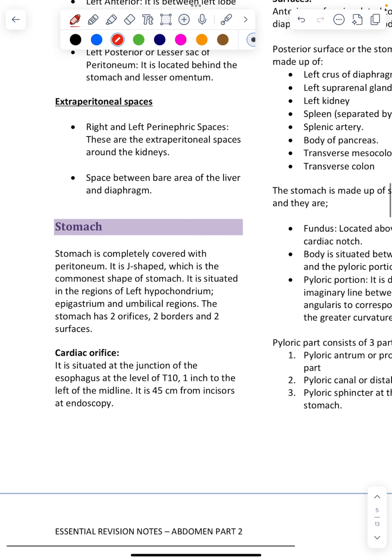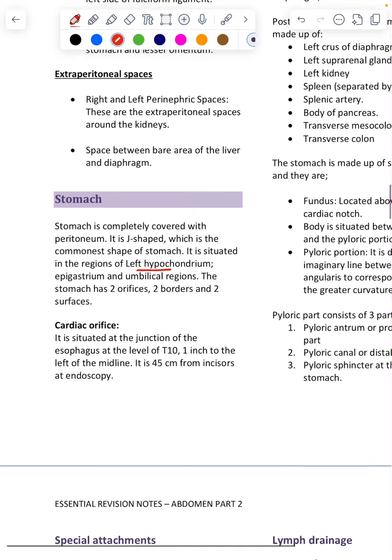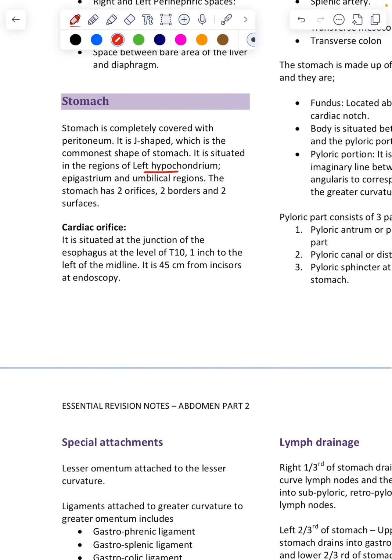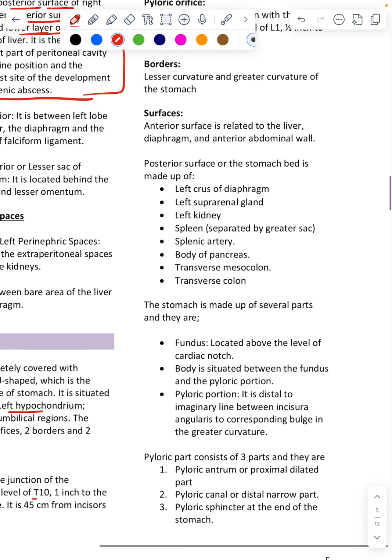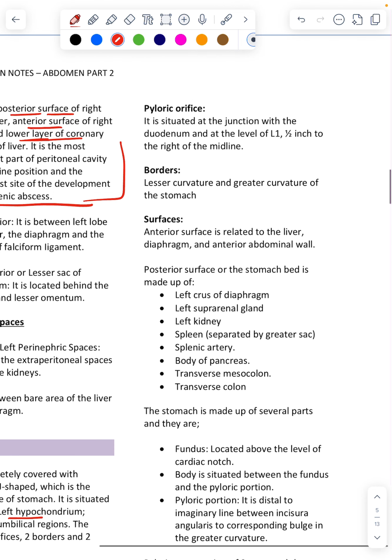The stomach is completely covered with peritoneum. It is commonly J-shaped and situated in the left hypochondrium, epigastrium, and umbilical region. The stomach has two orifices, two borders, and two surfaces. The cardiac orifice is situated at the level of T10, one inch to the left of the midline. The pyloric orifice is at the L1 level, the pyloric plane, to the right of the midline. The borders are the lesser curvature and greater curvature.